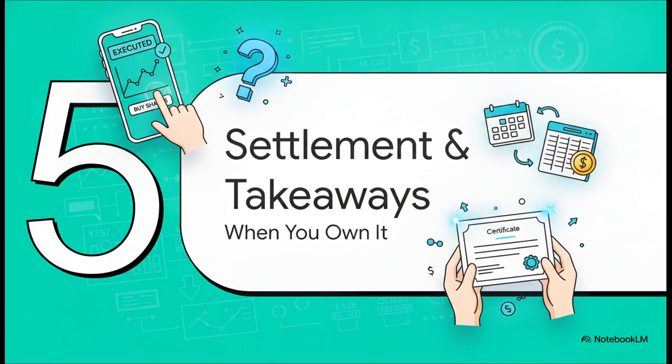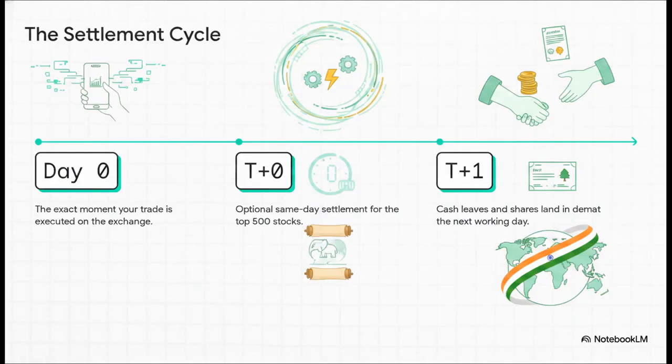Which brings us to our final stop, Section 5, Settlement and Final Takeaways. So the app says executed. You've officially bought the shares. But here is a little question that catches a whole lot of new investors completely off guard. When does that stock actually officially become yours? Well, the answer lies in the settlement cycle.